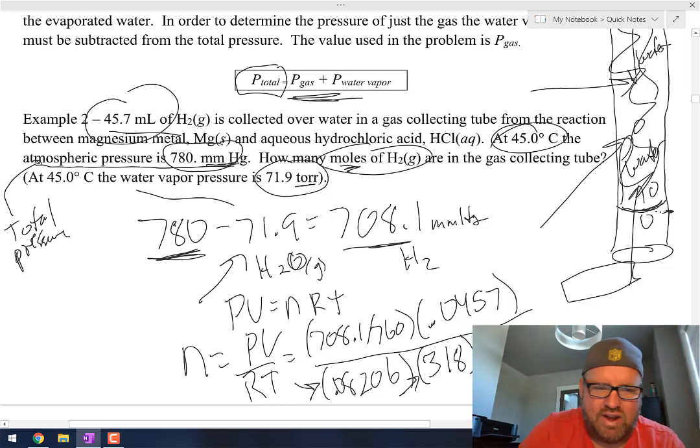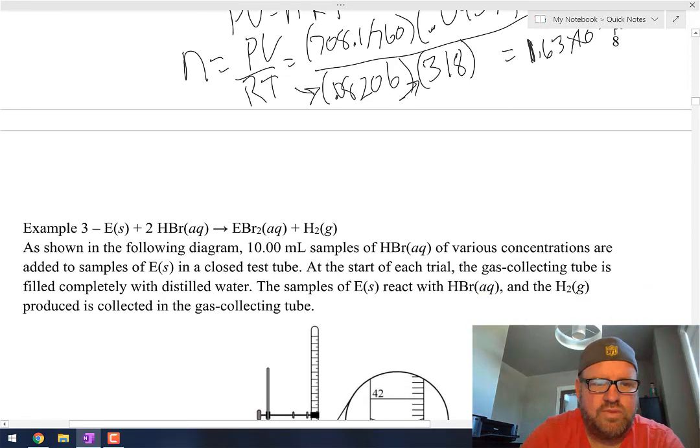Anyway, so I get a final answer of 1.63 times 10 to the minus third moles, or just 0.00163. Okay? And that is the correct response, I hope. Okay, example 3.